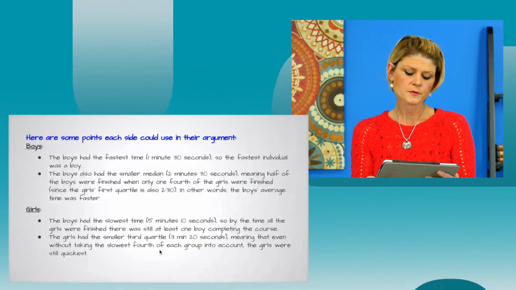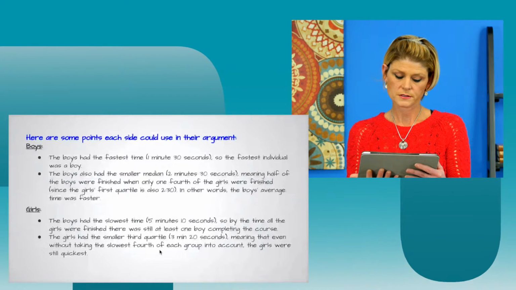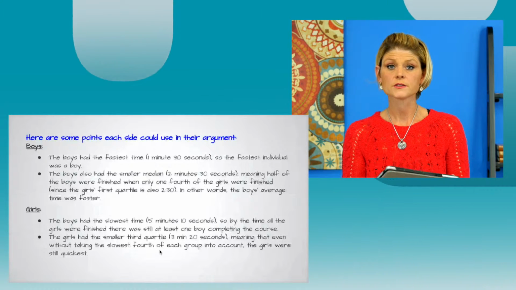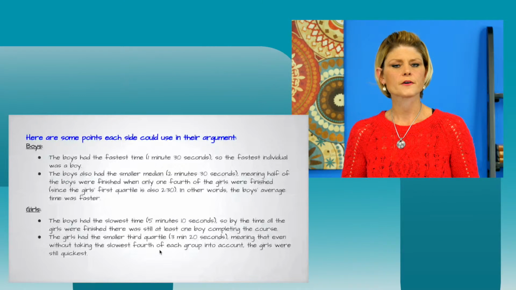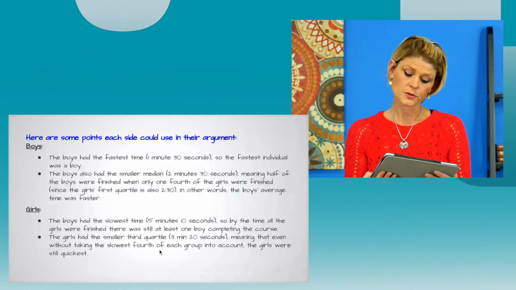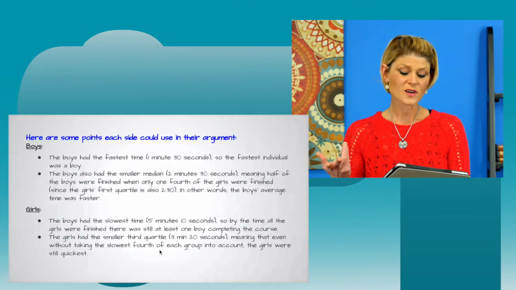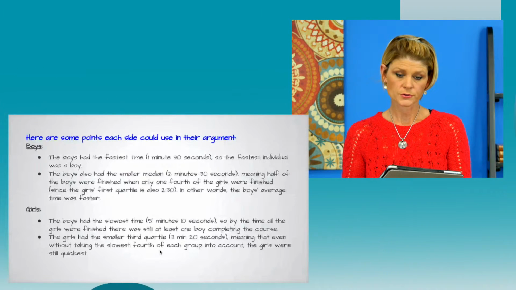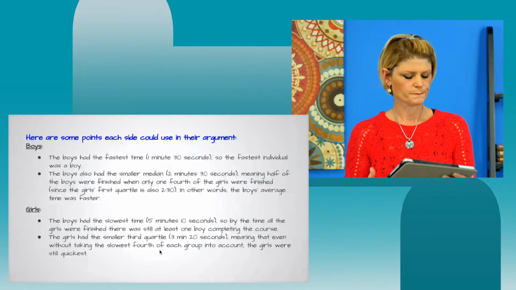All right, so here are some points that each side could use in their argument. Here are some of the things that the boys could say. The boys had the fastest time. 1 minute and 30 seconds was their fastest time. So the fastest individual was a boy, so that could be part of their argument. The boys also had the smaller median, which was 2 minutes and 30 seconds, meaning half of the boys were finished when only 1/4 of the girls were finished, since the girls' first quartile is also 2 minutes and 30 seconds. So in other words, the boys' average time was faster.